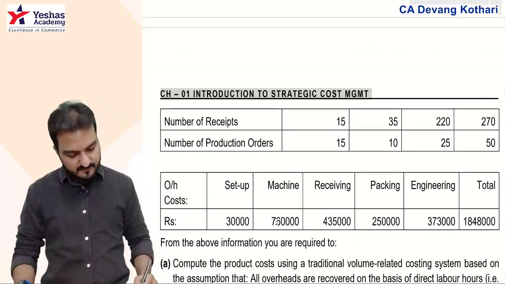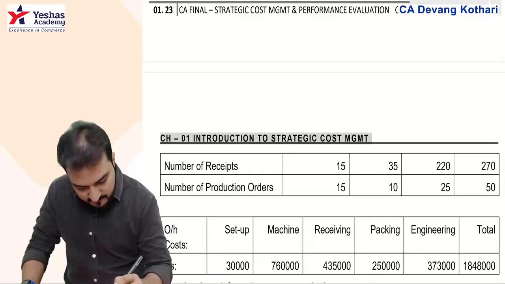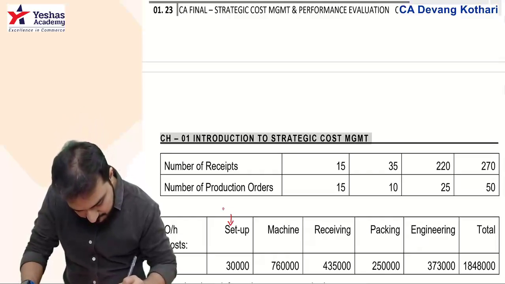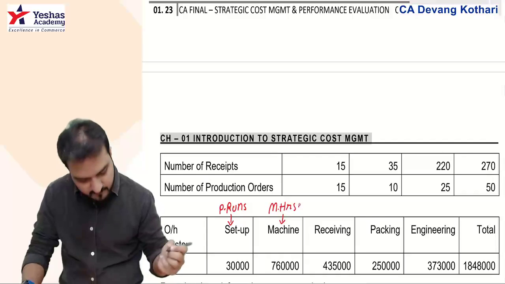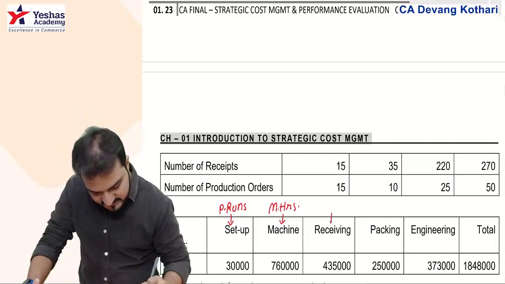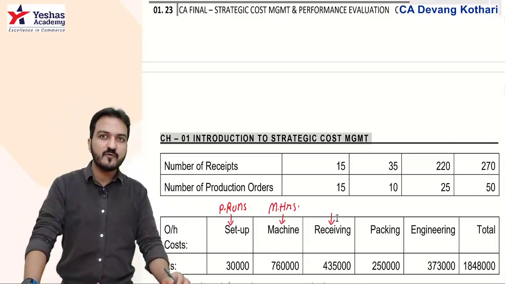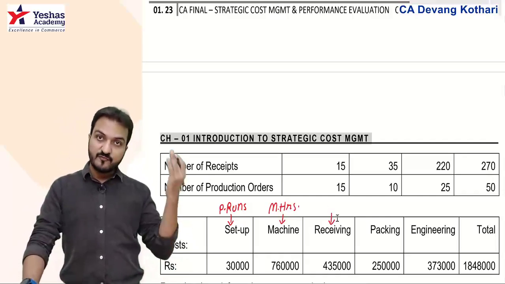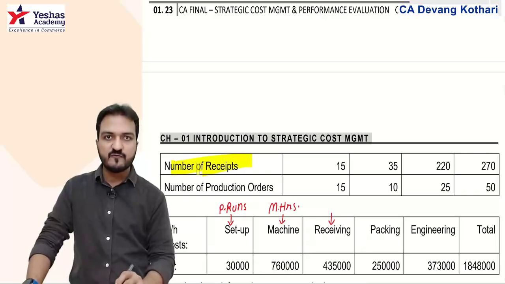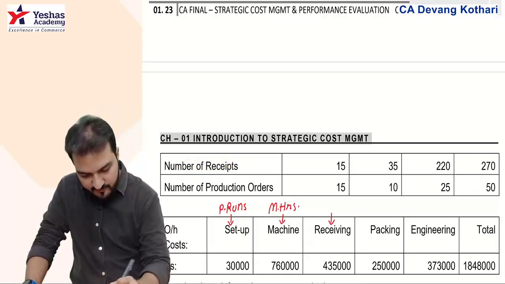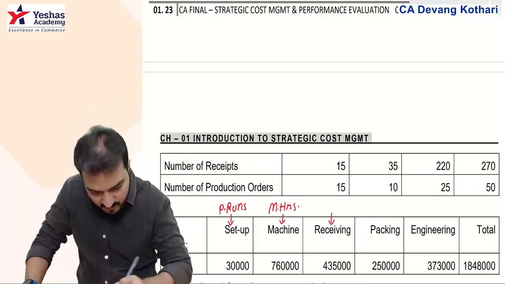My setup cost depends on production runs, machine overheads will depend on machine hours itself. Receiving overheads, what should be the cost driver for receiving overheads? Well, if you see the details, there is only one related thing given, that is number of receipts. So okay, receiving overheads will be taken based on number of receipts.